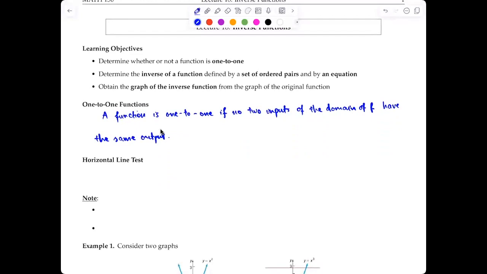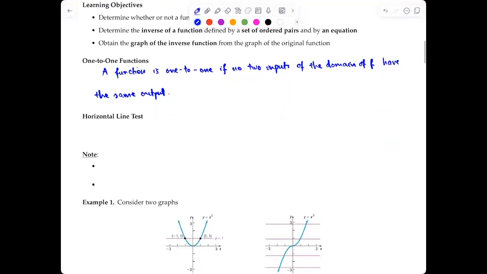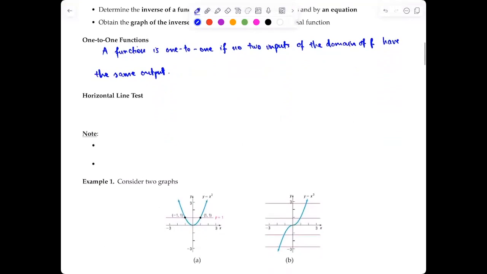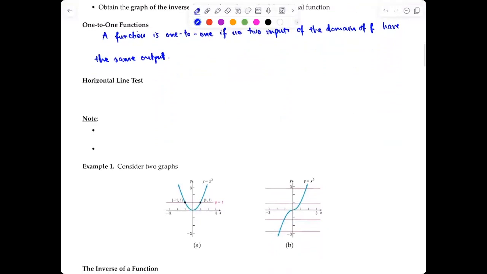Later on, we will work with algebraic methods to check if a function is one-to-one or not. But here, I want to show you a technique to check if a graph of a function represents a one-to-one function. It's called the horizontal line test. A vertical line test tells you if a graph is a function or not. A horizontal line test will tell you if a graph of a function represents a one-to-one function.